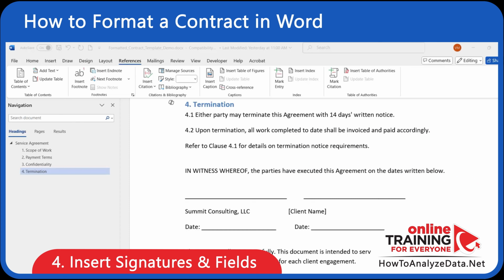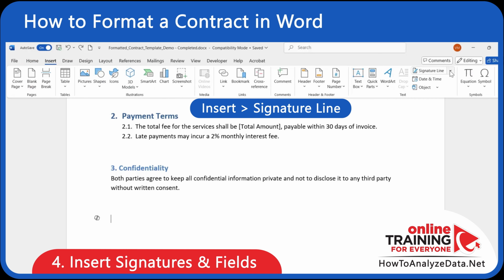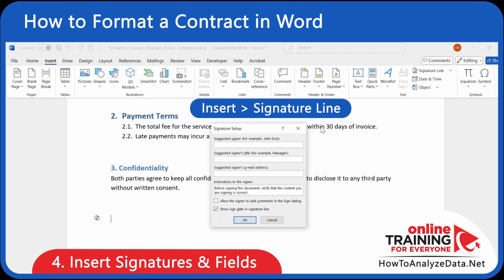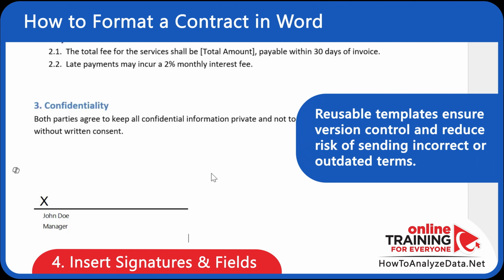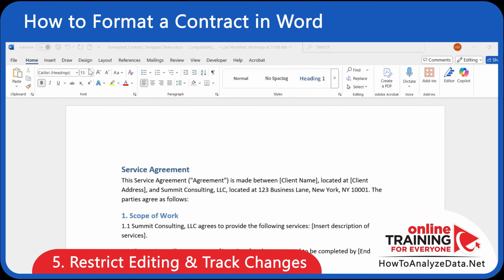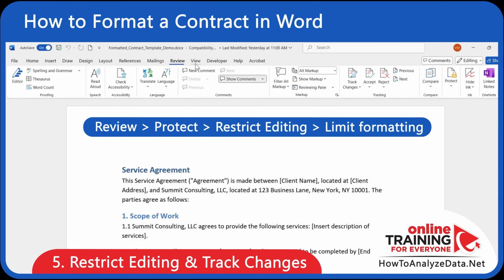Every contract ends with the signature. Use Word's Signature Line feature to insert a professional-looking area for signing. And for a document you plan to reuse, you can make parts of your contract editable with content controls. In the next step, let's consider locking the document with restricted editing.